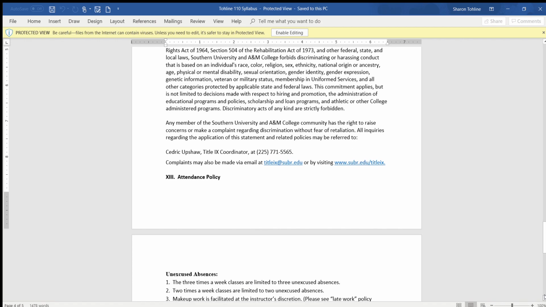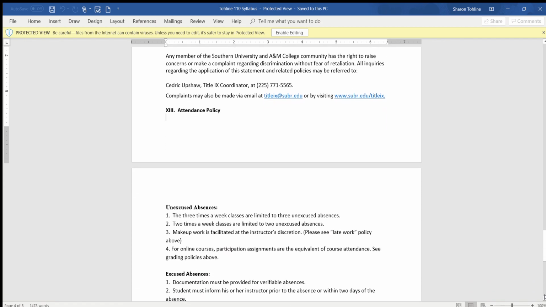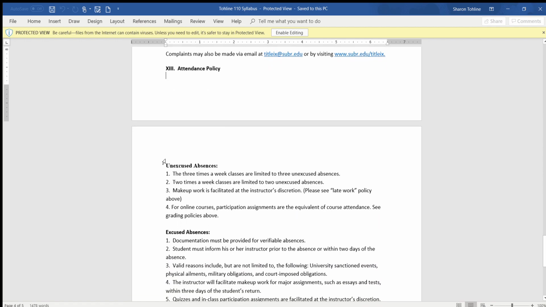That's important to know. Attendance policy, you guys can kind of skip over this first part because this isn't us, right? We're not a physical in-class, in-person course. The makeup work is facilitated at the instructor's discretion. That's true. So in my late work policy, I say those participation assignments, it's up to me whether you get to make those up, and that you need to have a valid excuse. So this starts being relevant to you around item number 3.